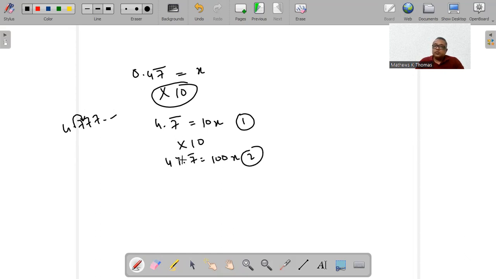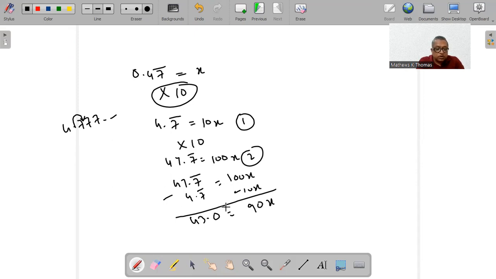Now, as I explained when I was doing the solved examples, you will subtract this. So 47.7 bar minus 4.7 bar is equal to 100x minus 10x. So what is going to happen? This is going to be 43.0 is equal to 90x. So what is going to happen? Your answer of x will be 43 upon 90. Right? So you can note down this, how to calculate 0.47 bar in the form of a fraction.